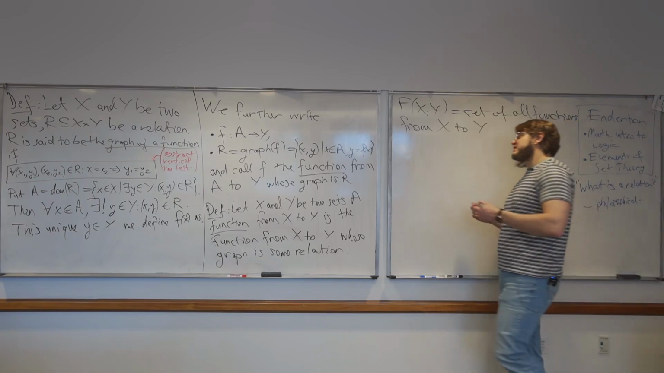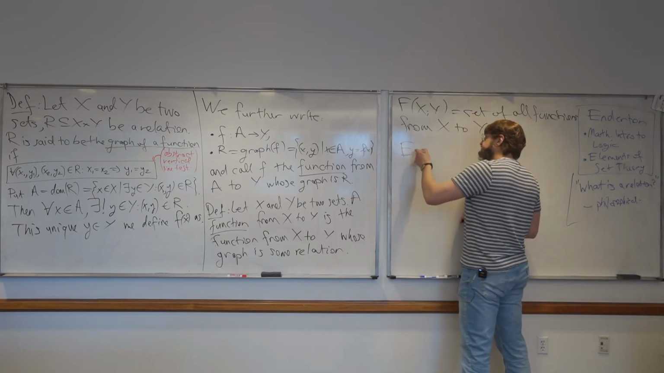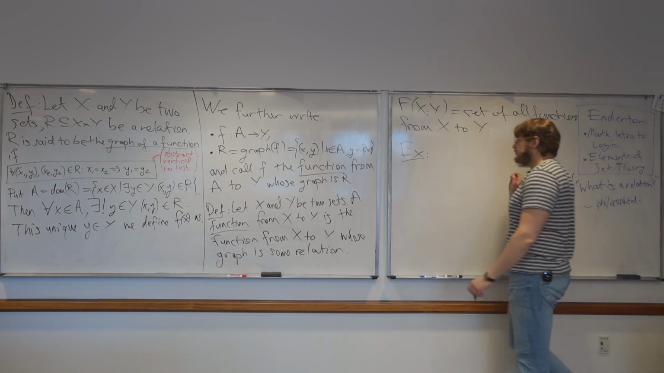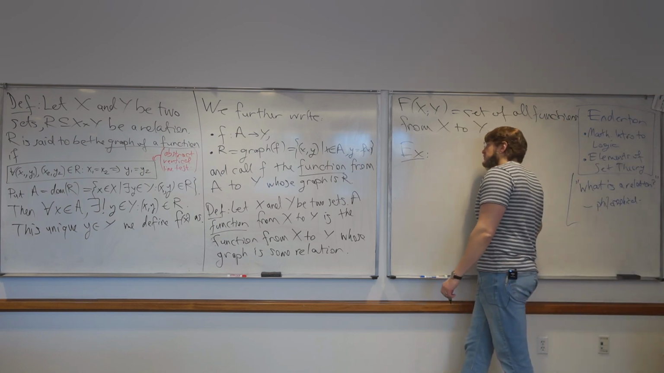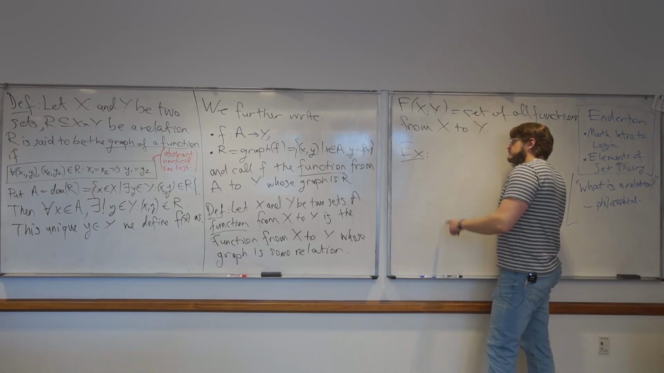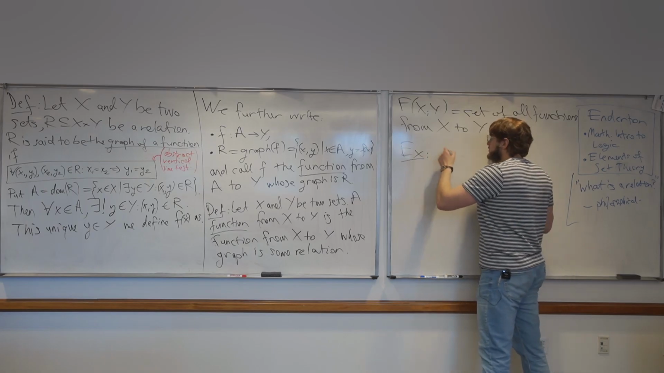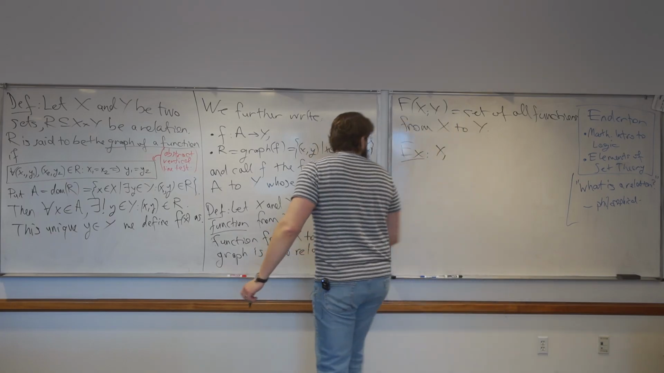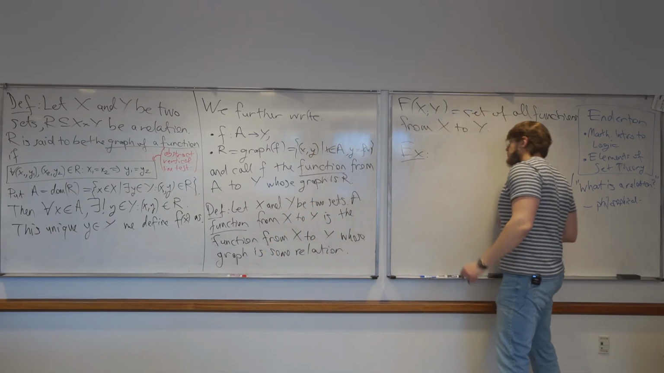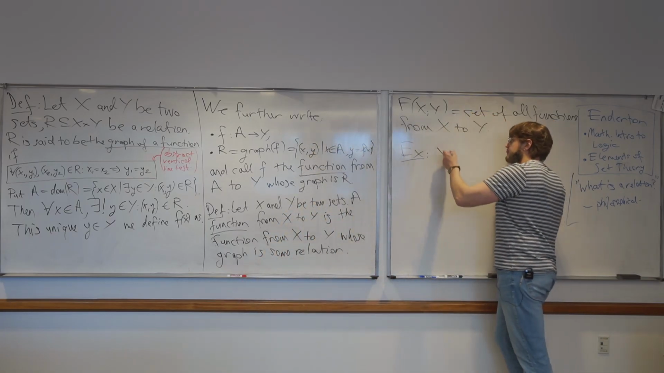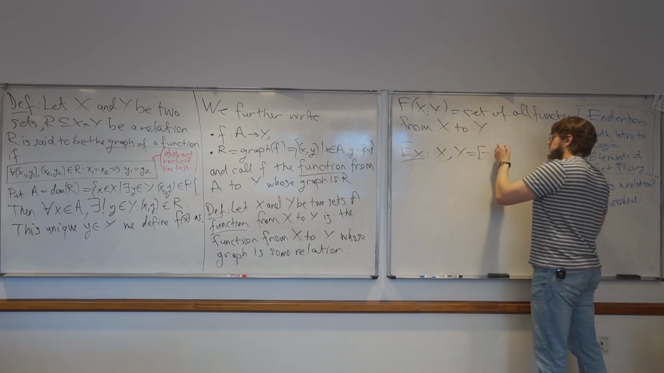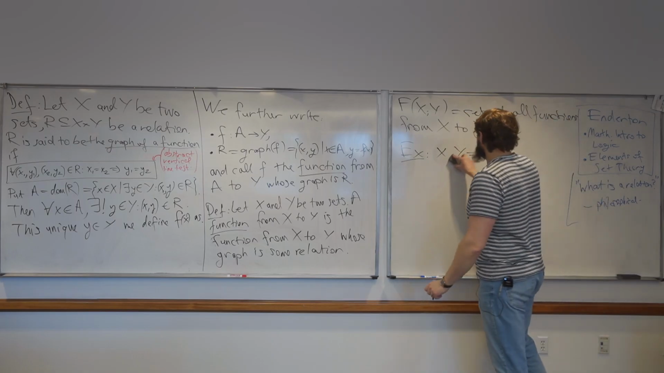Maybe it's going to be better to think about examples. So for instance, let's look at this. So for instance, let's say X and Y are both -1 to 1. Maybe I should put equality here.